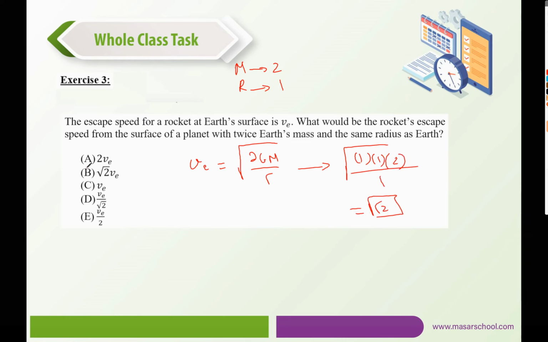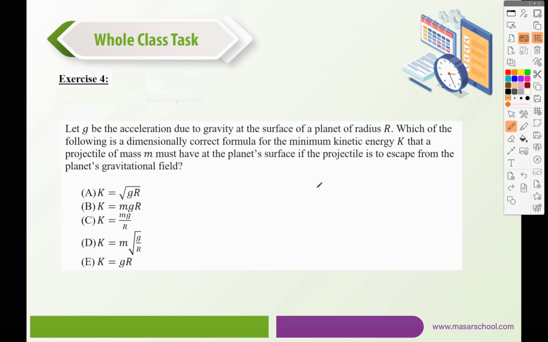Now let g be the acceleration due to gravity at the surface of a planet of radius r. Which of the following is dimensionally correct formula for the minimum kinetic energy that a projectile of mass m must have at the planet's surface if the projectile is to escape from the planet's gravitational field? Pay attention, dimensionally, so we need to only worry about the units. So we need to check the unit of each of the following quantities and see if it agrees with the unit of the kinetic energy.